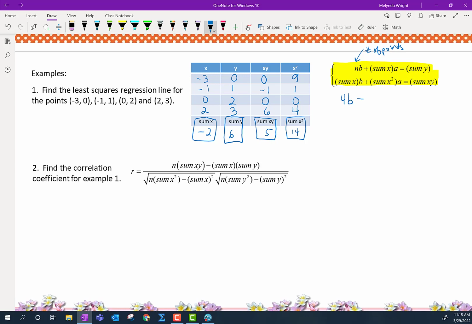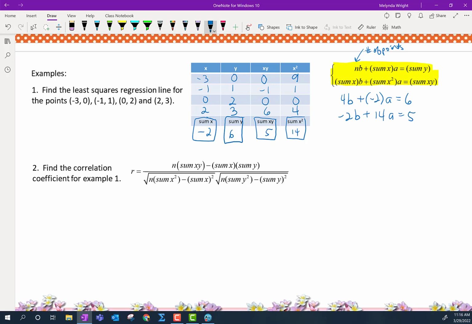So 4b plus sum x was negative 2, so negative 2a, and we're supposed to equal sum y. Sum y was 6. Okay, so that is our first equation. The second equation starts out with sum x. Let's see, what was that? That was a negative 2. And then plus sum x squared was 14. And sum xy is 5. All right, so we got all the numbers that we needed off of that table. Now it's just a matter of solving the system of equations.